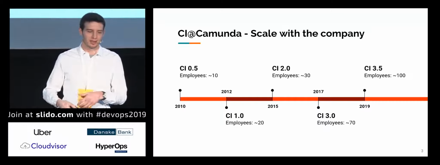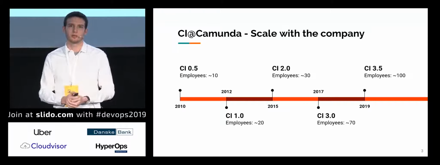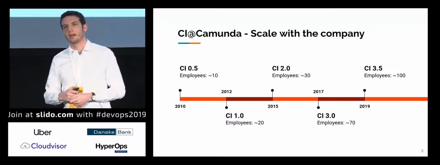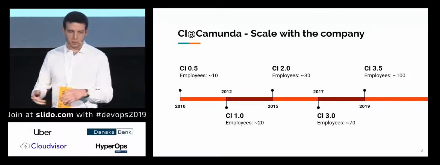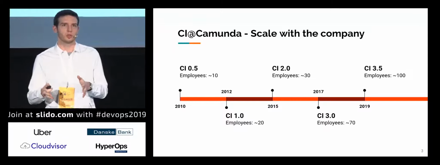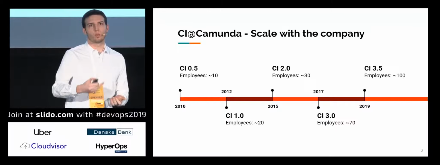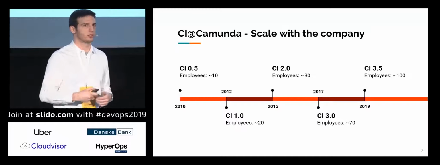different stages. So we started with CI 0.5 when the company was really small, around 10 employees. Then we evolved with CI 1, 2, 3, 3.5. That's where we are today, a company with over 100 employees. We will see together which solution we implemented at the beginning and why, what we learned from that, what we implemented for the next iteration, and how the next iteration went.